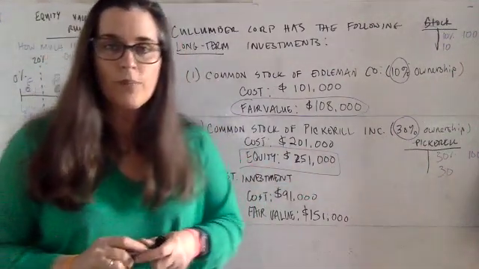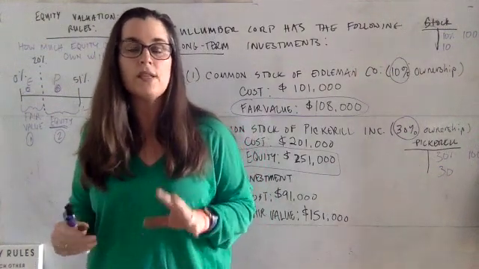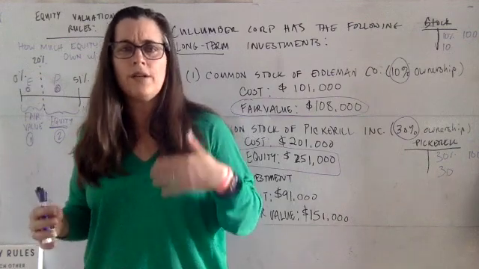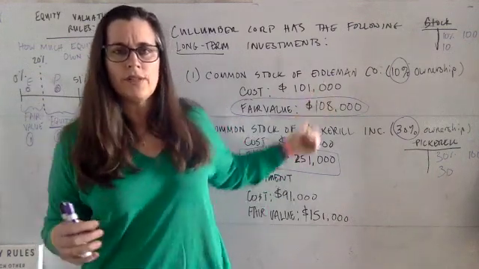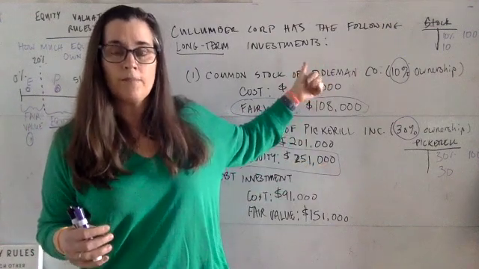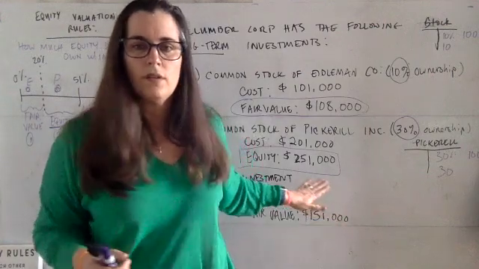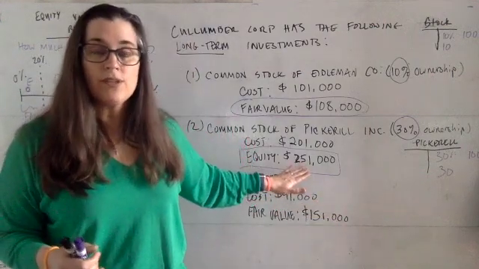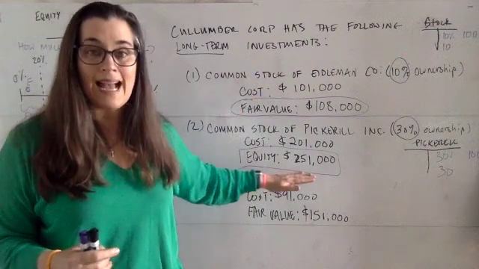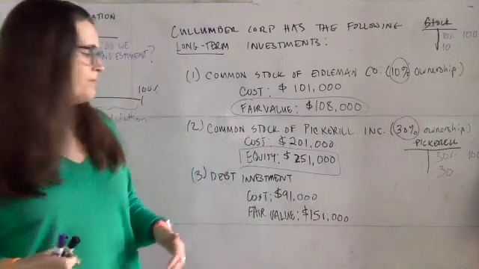Now, I want to pause here and encourage you to look in the book. The book goes through examples of these different rules, and how it is that when the net income is earned by Pickerel, it rolls up into Cullenber's income. You'll get an example of that in the book. This valuation is $251,000. This is what would show up on Cullenber's balance sheet as the asset value of this investment. Final note, the debt investment.